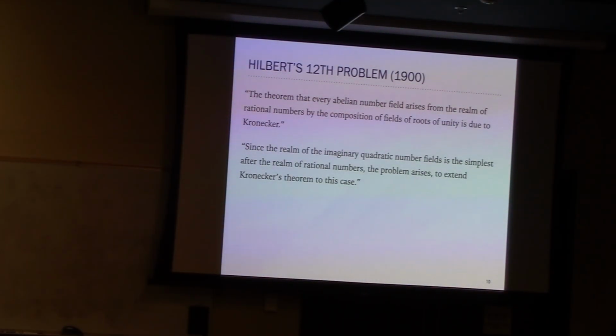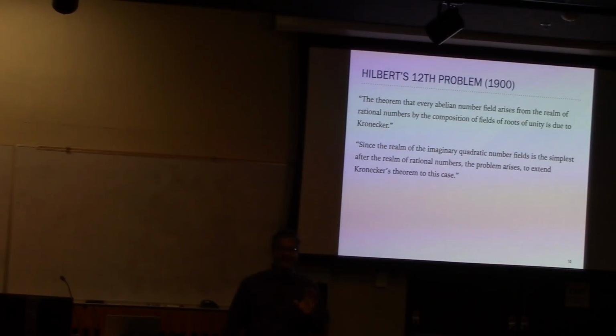"Since the realm of the imaginary quadratic number fields is the simplest after the realm of rational numbers, the problem arises to extend Kronecker's theorem to this case." So at this point in 1900, the theorem of complex multiplication that I wrote on the previous slide hadn't been proven, but it was in the works. Kronecker was doing it, he called it his Jugendtraum, his dream of youth, was to sort of prove this theorem of complex multiplication and sort of get it right. And I think some of the issues was getting exactly this Weber function of the n-coordinate of the torsion points. So Kronecker was really working with the j function, and he really wanted to nail down what's the maximum abelian extension of a quadratic imaginary field.